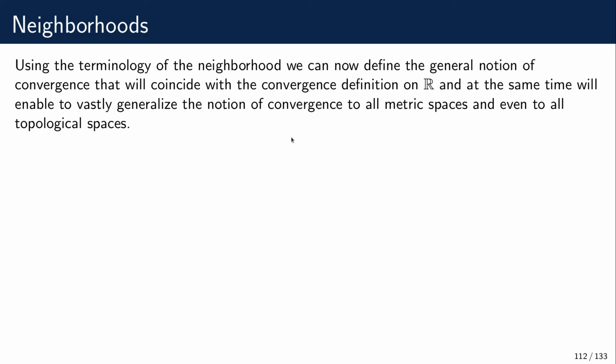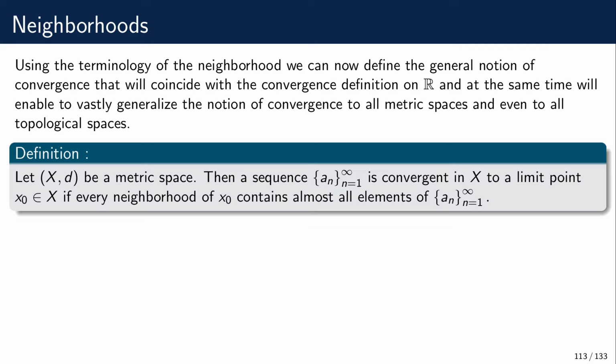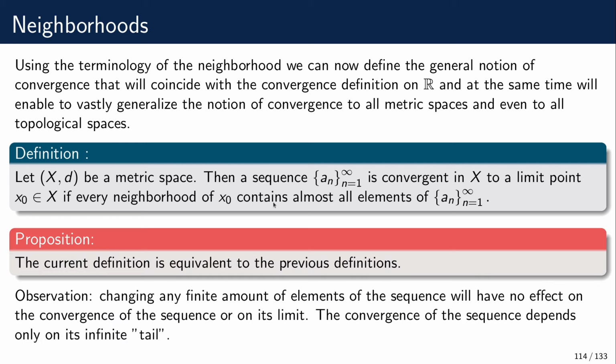Now, using this terminology, we can give a general definition of convergence. Basically, a sequence converges in a metric space, or even in a topological space, to a limit L if every neighborhood of the limit contains almost all the elements of the sequence. So this is the definition: a sequence in a metric space X is said to be convergent to a limit point x0 if every neighborhood of x0 contains almost all elements of the sequence.